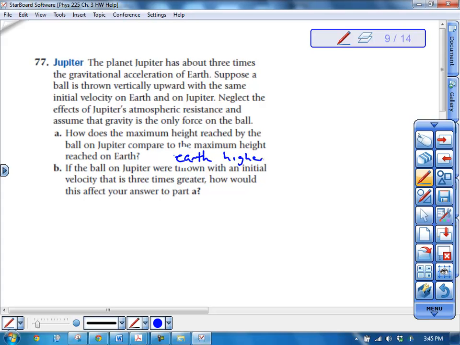Right? Same thing on the moon. If you were to throw a ball on the Earth and the moon, the ball would go higher than on the moon because if there's less acceleration, there's less of a force pulling it downward.